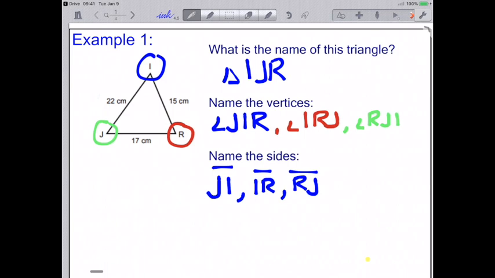So this is how I name a triangle, using the 3 letters with the triangle symbol in front. I name the vertices, which are also angles. I name them using 3 letters, with the middle letter being the vertex. Vertices is plural of vertex. And then when I name the sides, I need to be sure to put a bar over the 2 letters. And notice that those 2 letters are vertices themselves.